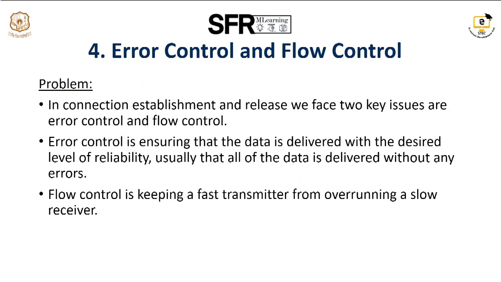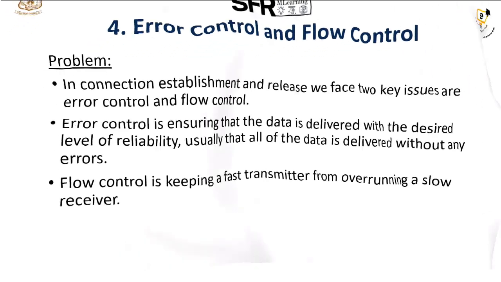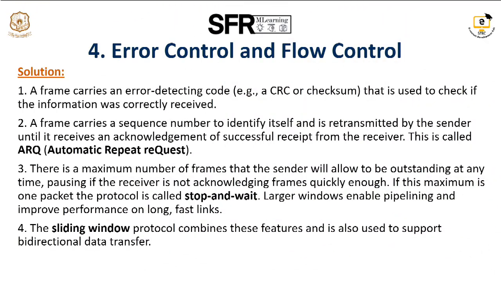Fourth element is error control and flow control. In connection establishment and release, we face two key issues: error control and flow control. Error control is ensuring that the data is delivered with the desired level of reliability, usually that all of the data is delivered without any errors. Flow control is keeping a fast transmitter from overrunning a slow receiver. So, previous is problem 1.